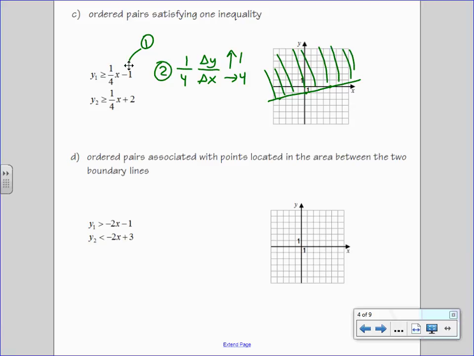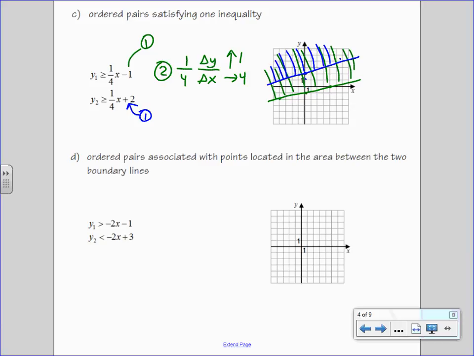In blue, I'm going to start again with my initial value at 2. 1, 2. My slope is the same. So if my slope is the same, my lines are going to be parallel. And it's also greater than. So I'm going to go on the top.